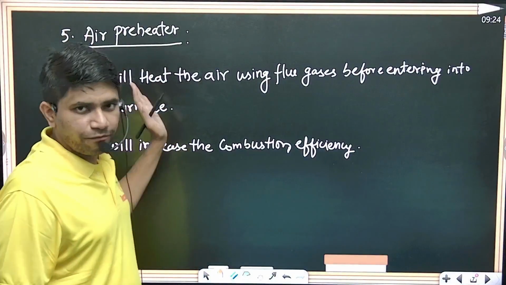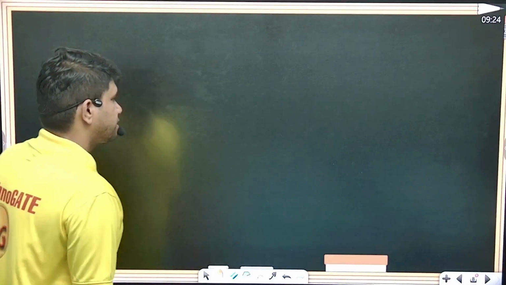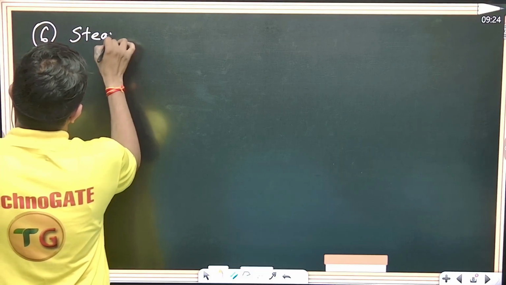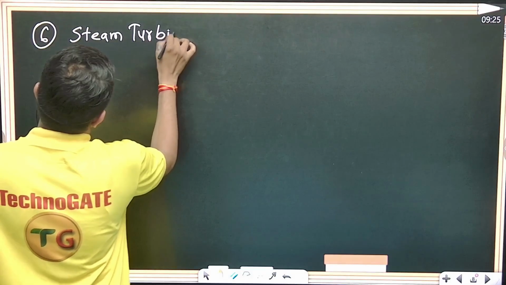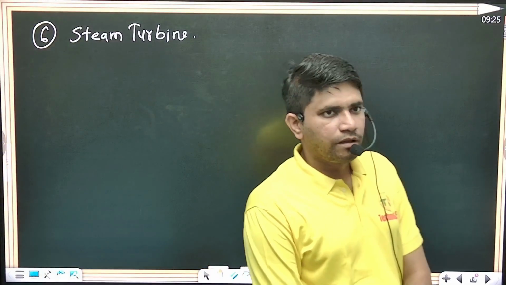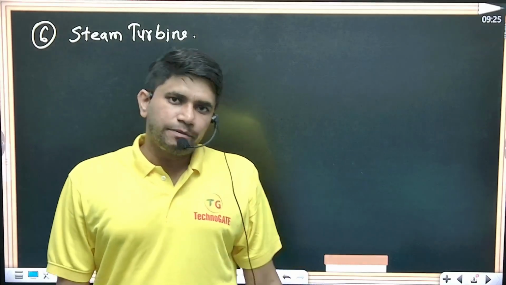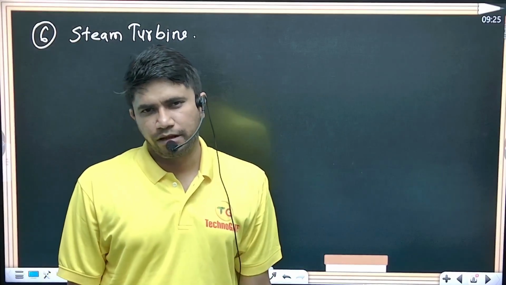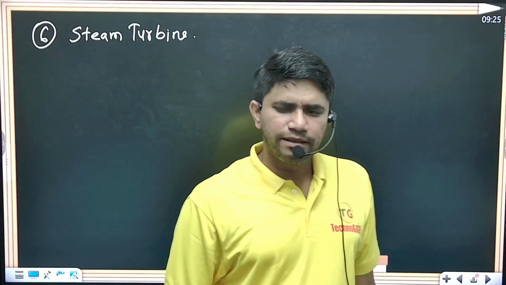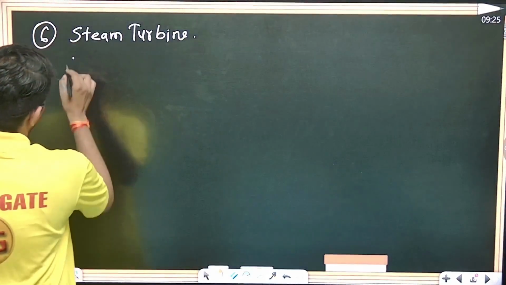So these are the five components we have understood till now. Let's move forward to the next component, which is number 6, the steam turbine. What is the work of a turbine? The turbine is basically that component which will convert the energy of steam to mechanical energy, which is the rotational force.